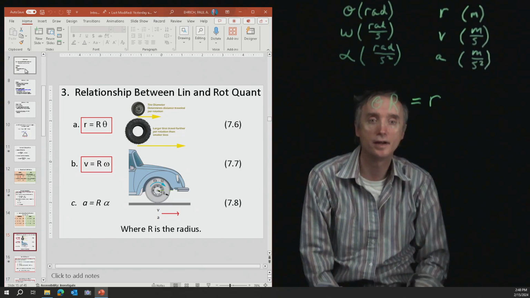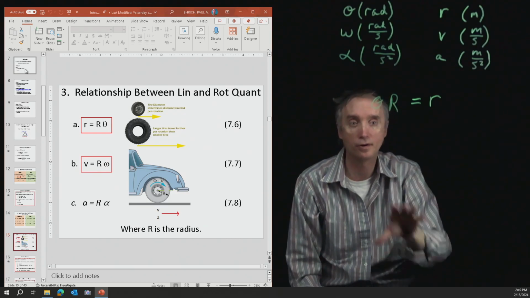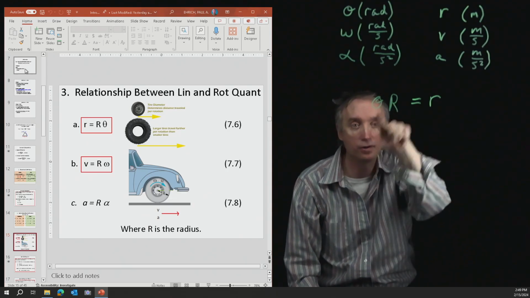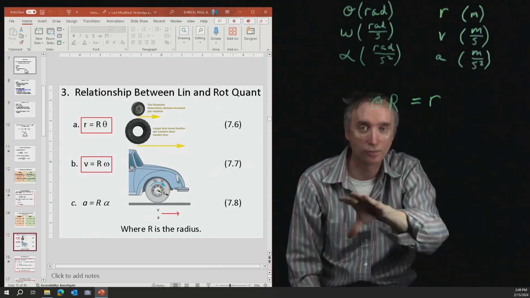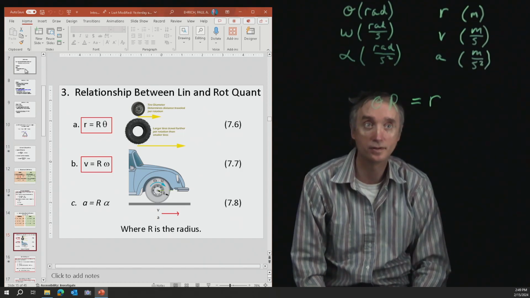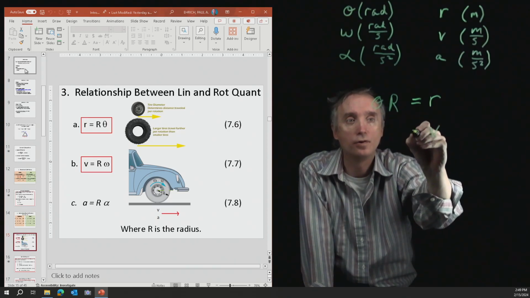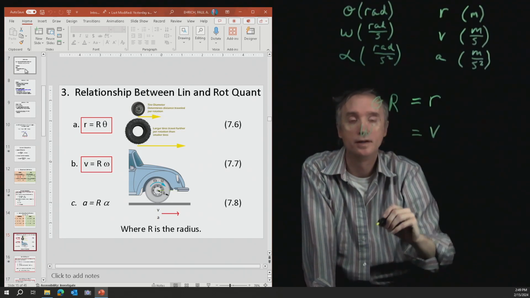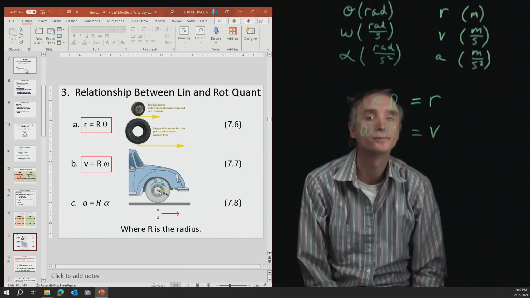All right, now the next one we want to consider is the speed at which the tire is moving sideways versus the speed at which the tire is rotating. And again, no slippage. So it's going to roll on the ground without slipping, and the connector is going to be the radius again. So over here, you're going to have linear speed, and then over here, you're going to have angular speed, rotational speed, and then the connector between the two concepts is going to be the radius again.